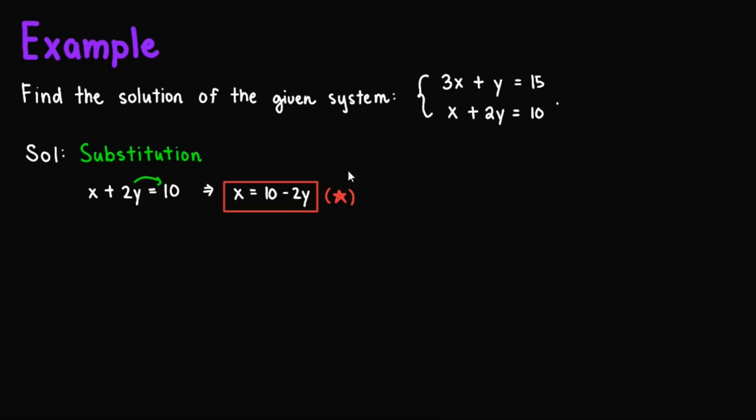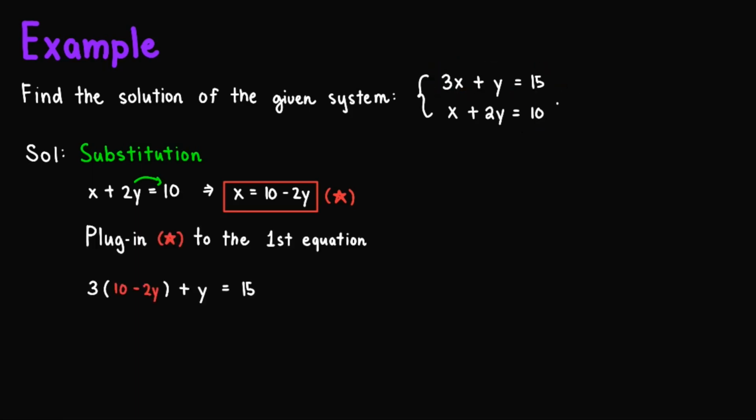Next, what we do is we plug in this obtained value of x into the equation that we didn't use yet. So we have used the second equation, so we plug it into this first equation. So we'll have here 3 times (10 minus 2y) plus y equals 15. So notice here that we simply replace the value of x out here with 10 minus 2y. And then we solve for this equation. So we solve for y.